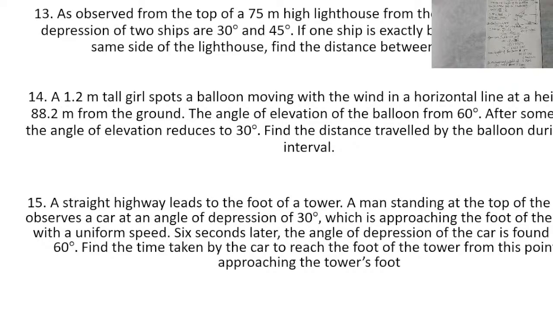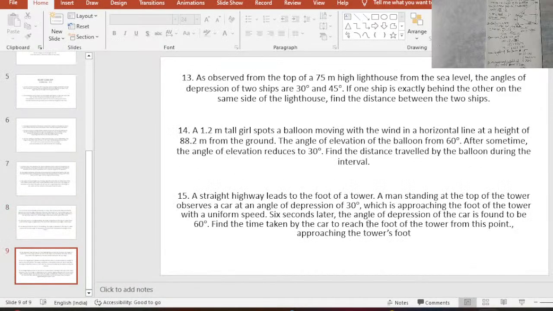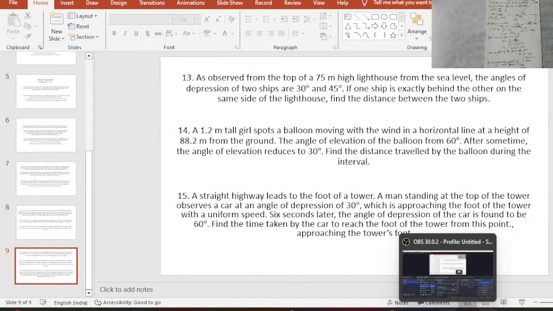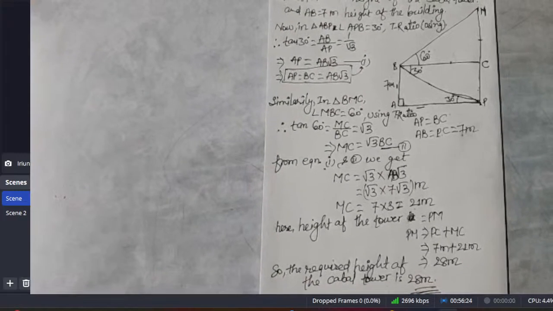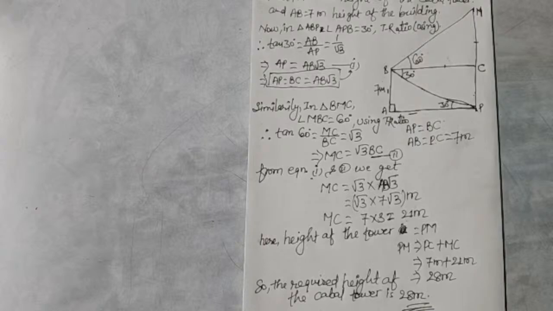As observed from the top of a 75 meter high lighthouse from the sea level, the angles of depression of two ships are 30 degree and 45 degree. If one ship is exactly behind the other on the same side of the lighthouse, find the distance between the two ships. Now you can see the question.